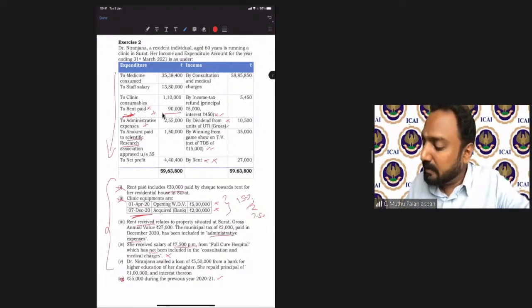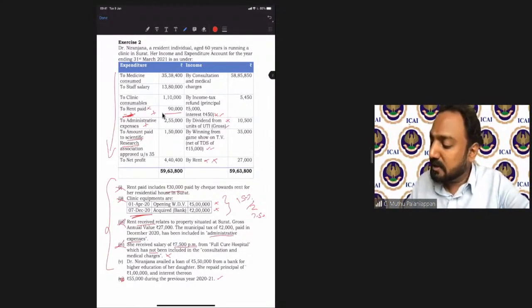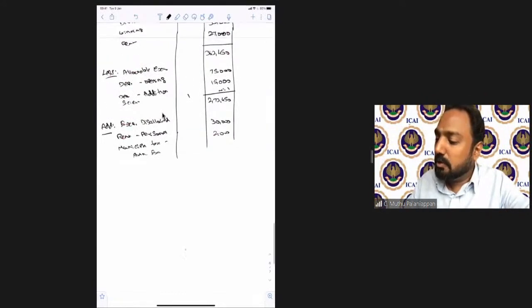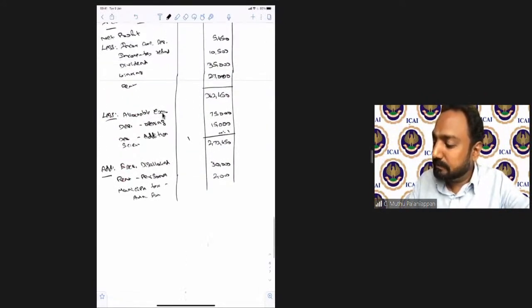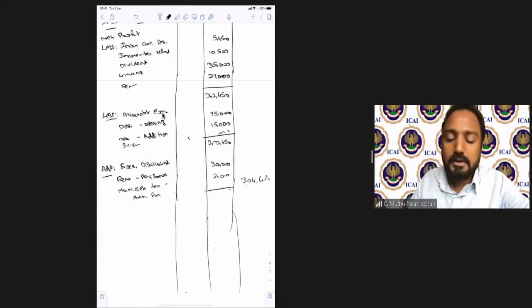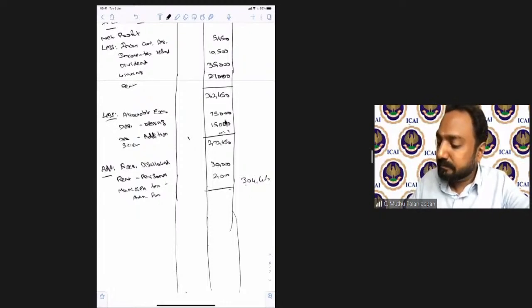Next is net profit. And we have covered this 272,450. We have covered salary. We have covered loan. That is all in deductions. So as far as income, I guess that's all. Now you compute your business income. As far as your business income goes, 272,450 plus 32,000, so 3 lakh 4,450. So 3 lakh 4,450 is what you take. So this becomes your PGBP.